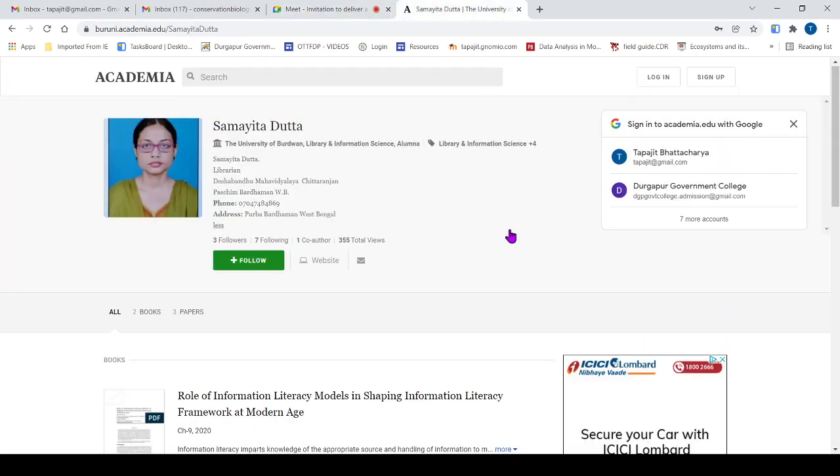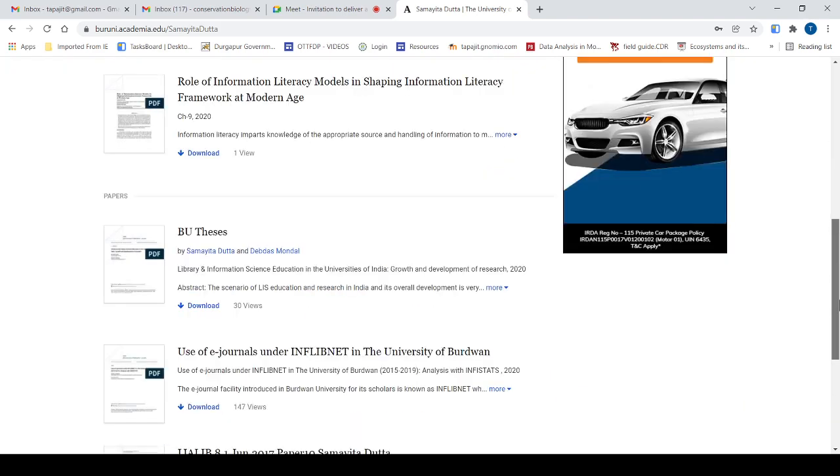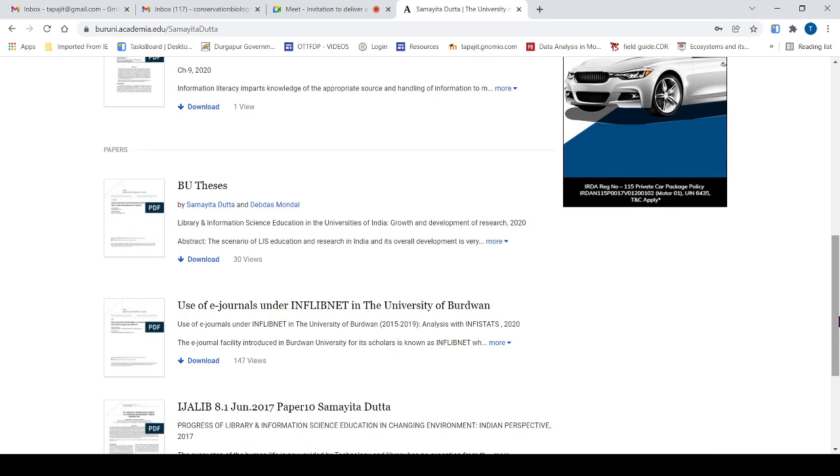On behalf of the Department of Conservation Biology, I welcome Madam Samayita Dutta, Librarian, Deshabandhu Mahavidyalaya, Chittaranjan. She is an alumna of the University of Durban, Library and Information Science. She has done extensive work on information literacy models, and most importantly, on the use of INFLIBNET in the University of Durban. As you all know, you have access to INFLIBNET in Durgapur Government College. In today's class, you can learn how to use it from madam. So it's over to you, madam. It's your class now.